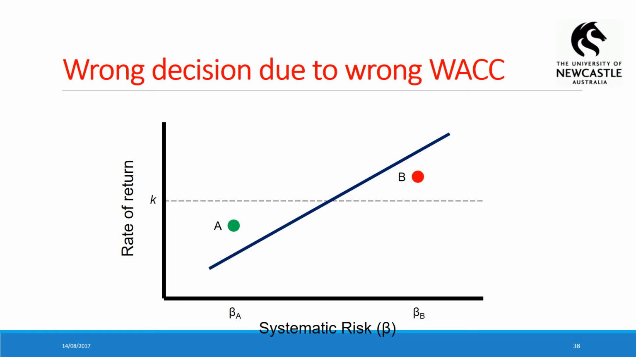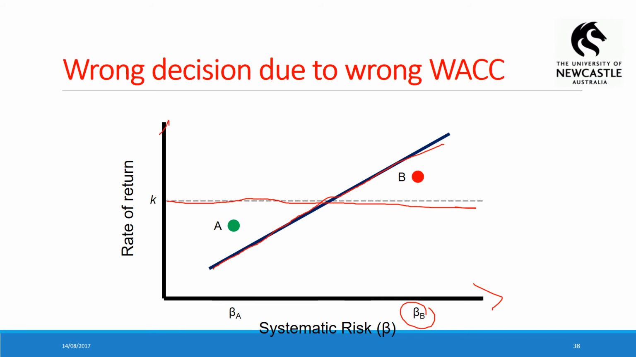So this graph here illustrates how by using the same weighted cost of capital, we might misprice certain projects. Suppose that we apply the same cost of capital, which is the firm's overall cost of capital, to evaluate both projects A and B. Suppose also that this is the accurate relationship between systematic risk and the rate of returns. So here we're using beta to measure the systematic risk of different projects.